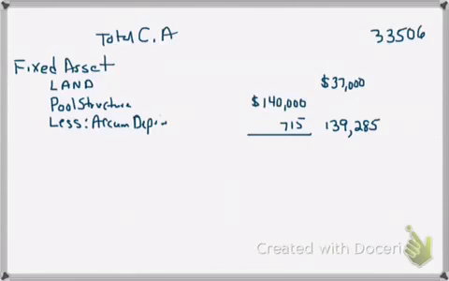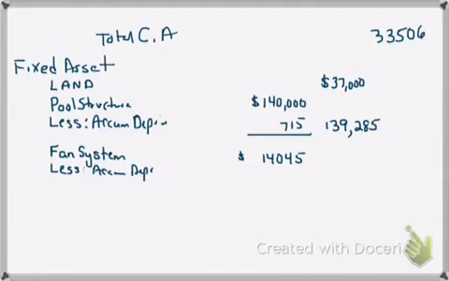Then I come down to the fan systems, and that comes right underneath it. So I would have fan system. The fan system is valued at $14,045 less the accumulated depreciation for the fan system, which is $260. And that's going to be a total of $13,785.